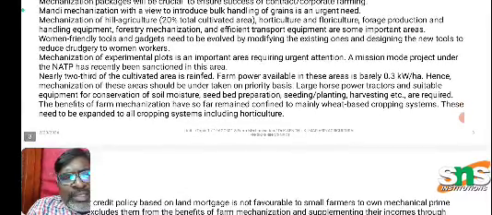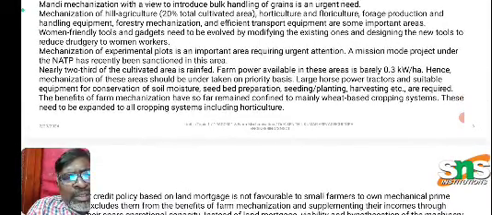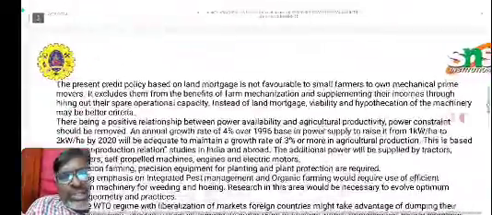The benefits of farm mechanization have so far remained confined mainly to wheat-based cropping systems. This needs to be expanded to all cropping systems, including horticulture.